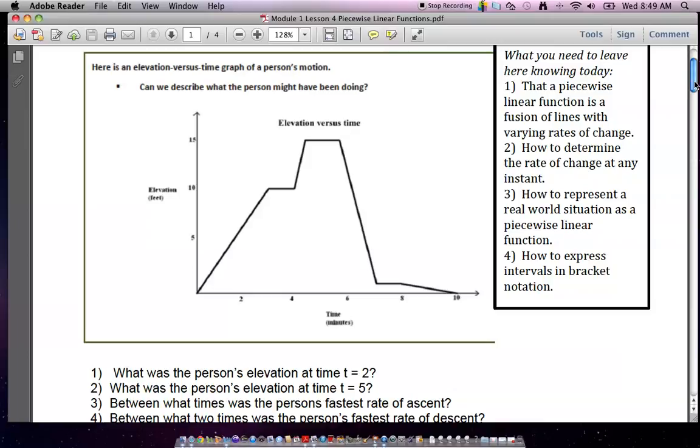All right. What was the person's elevation at the time t equals 2? Guys, what's the height at time t equals 2?